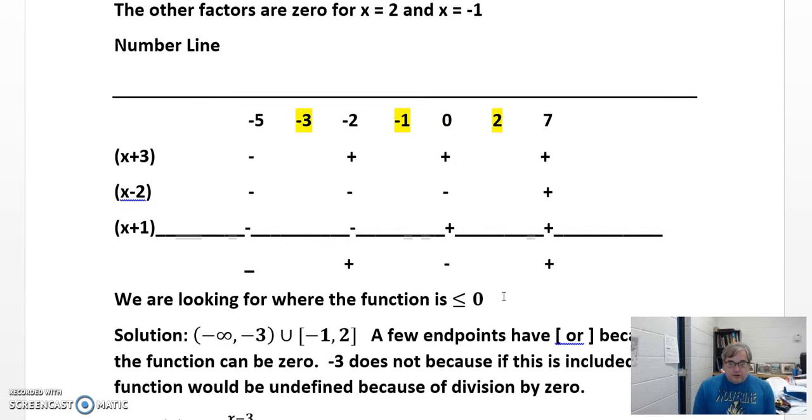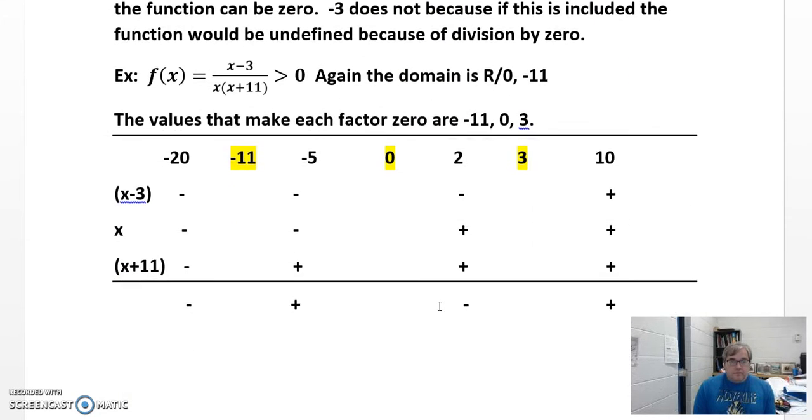But when I write my solution set, notice how I wrote it. I did not include the negative 3 because in my original function I cannot divide by 0. I did include the negative 1 and the positive 2 in my intervals because that does make it 0, and it was less than or equal to 0.